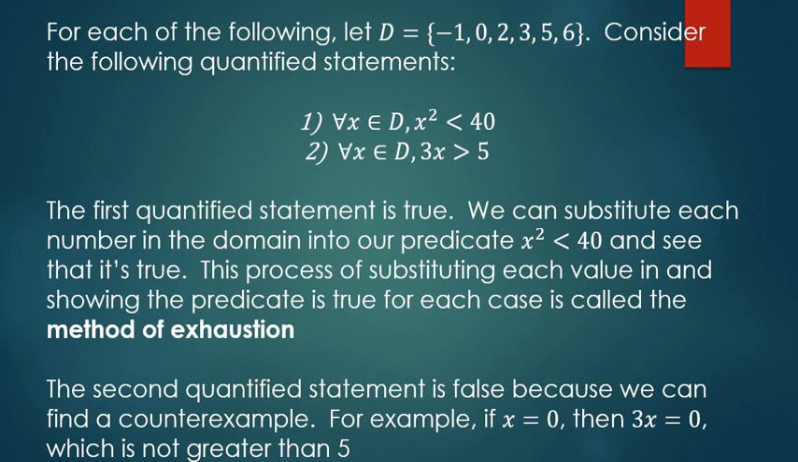So again, just as a quick recap, for a universal statement to be true, every x value in the domain has to make the predicate true. If even one x value makes the predicate false, then your universally quantified statement is false.